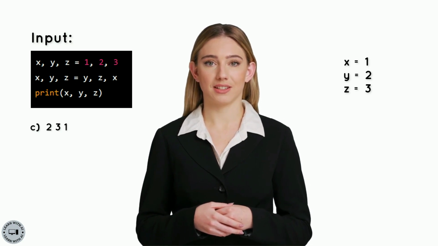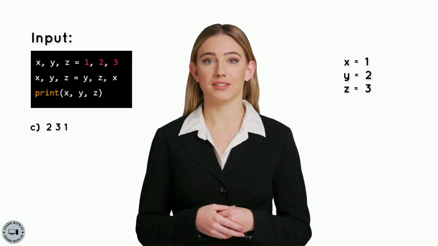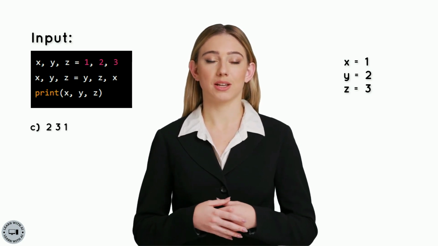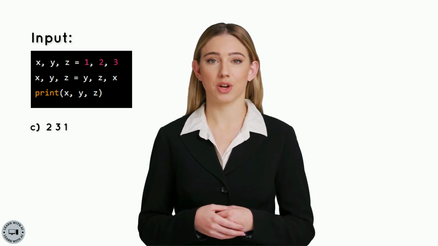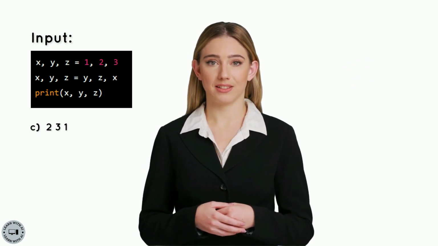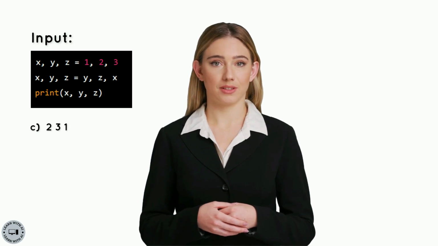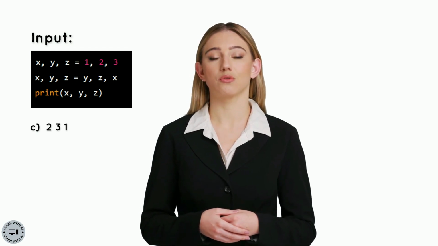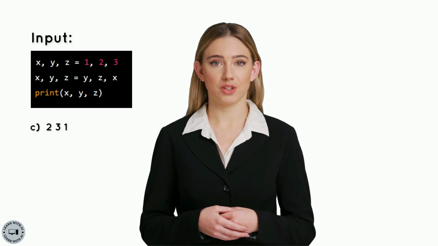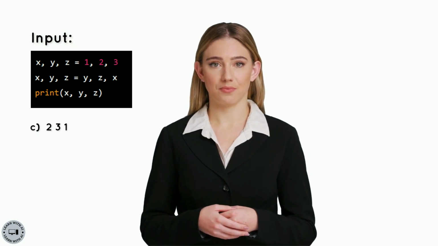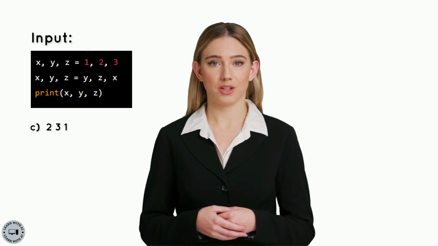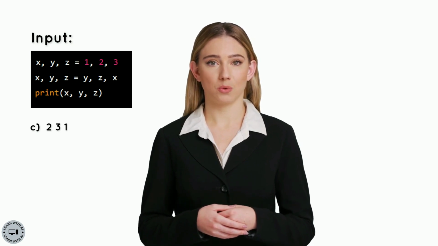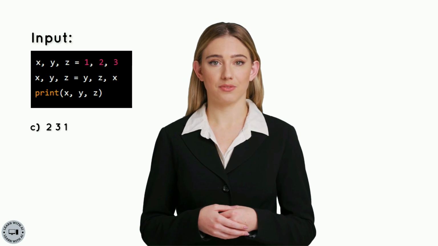Initially, x is assigned the value of 1, y is assigned the value of 2, and z is assigned the value of 3. In the second line, the values of y, z, and x are reassigned to x, y, and z respectively. This means that x is now assigned the value of 2, y is assigned the value of 3, and z is assigned the value of 1. Finally, the print statement outputs the values of x, y, and z, which are 2, 3, and 1, respectively.